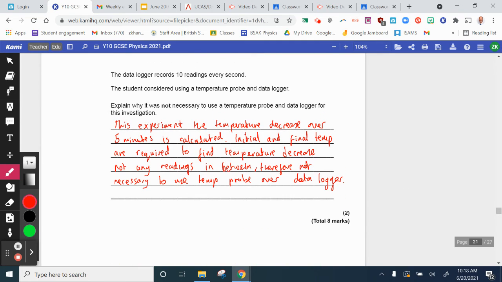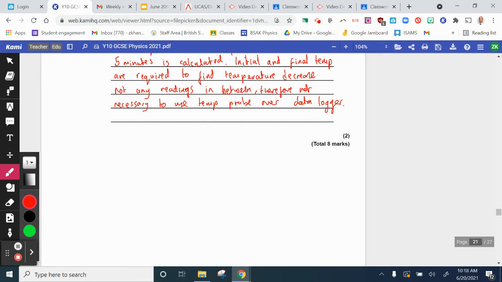Okay, so in this experiment, the temperature decrease over 5 minutes is calculated. Initial and final temperature are required to find the temperature decrease, not any readings in between, therefore it is not necessary to use the temperature probe over the data logger. We don't need readings every 10 seconds because we're looking at the reading at 5 minutes and at 0 seconds, and those are the two readings we need.